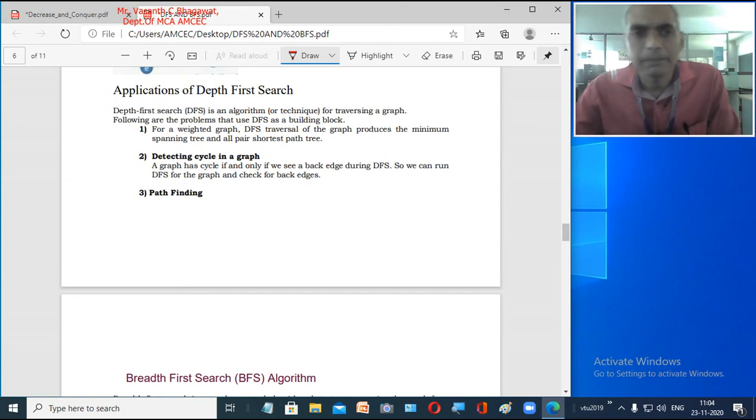Detecting a cycle is another application. You can use DFS search to detect a cycle. Is there any cycle? A graph has a cycle if and only if we see a back edge. If you get a dotted line, if there is a back edge, then it indicates that the graph has a cycle. If you don't get any back edges, then we can say that the graph does not have any cycle. And of course, path finding: from one node to another node, what path do we have, how can you go from one node to another? If you apply DFS, you'll come to know the path.